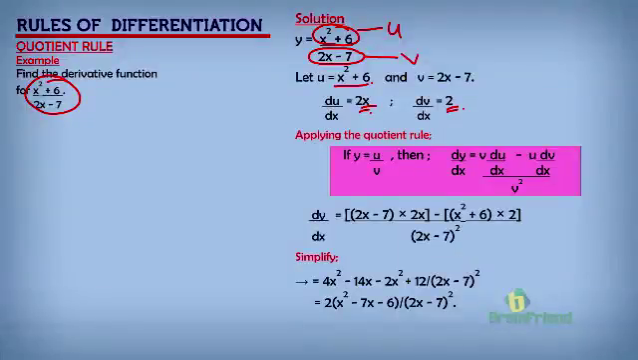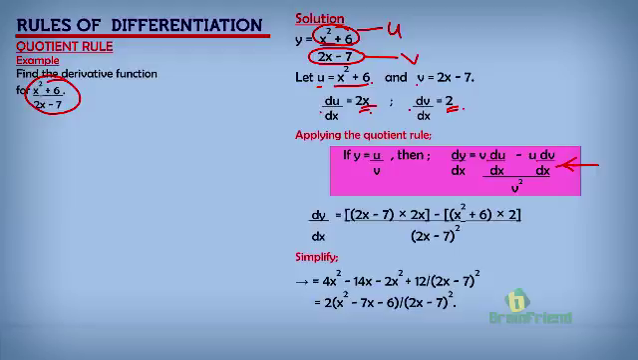We have u, which is x squared plus 6. We have v, which is 2x minus 7. We have du dx, which is 2x, and dv dx, which is 2. Let's take a look again at our formula for quotients. We have dy dx is v multiplied by du dx minus u multiplied by dv dx all over v squared. Let's input our values at this point.